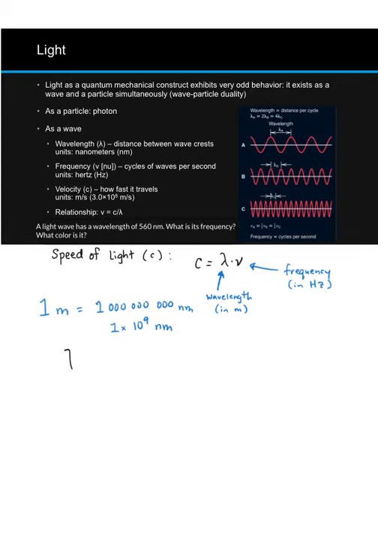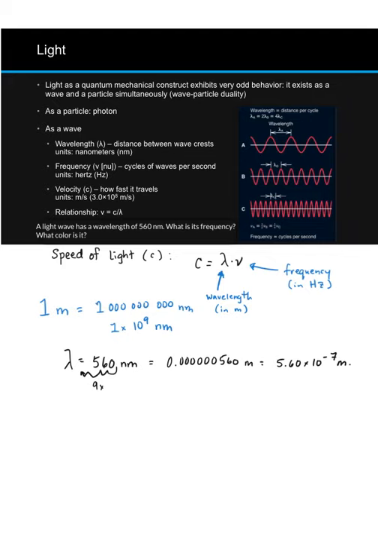Our wavelength is given as 560 nanometers. We know that there are 1 billion nanometers in 1 meter, so a nanometer must be a smaller overall quantity than meters. To get from nanometers to meters, we'll need to skip a decimal point to the left 9 total times. That allows us to say that this is 5.6 times 10 to the minus 7 meters.